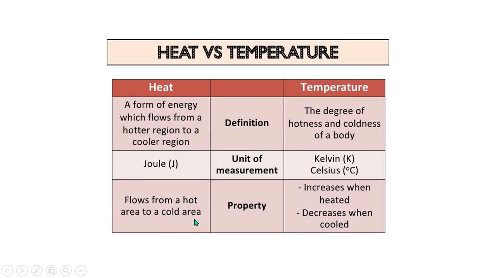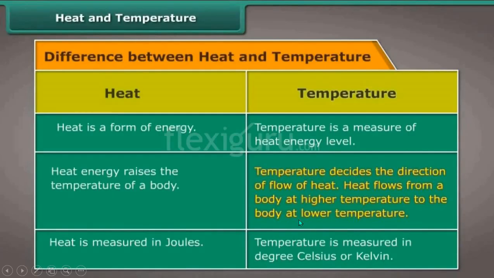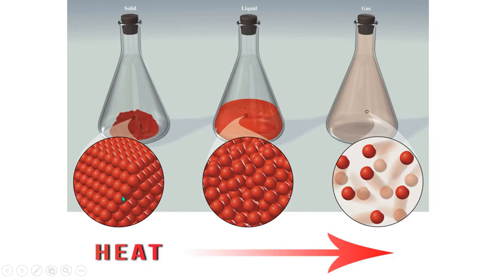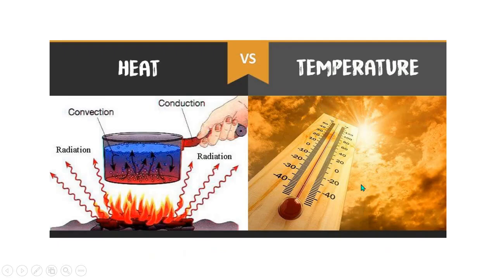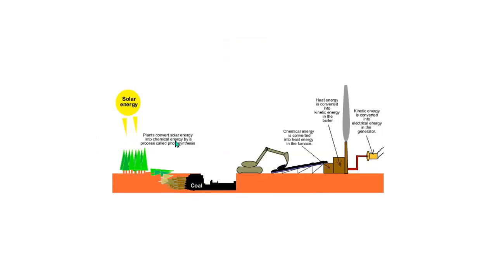Heat flows from a hotter area to a cold area, and temperature rises when it is heated and decreases when it is cooled. When it is in solid state, the molecules are compactly arranged, and when it is in liquid state, the molecules have intermolecular spaces, and when it is in gaseous state, the intermolecular spaces are more, and it moves randomly. When something is heated, it undergoes certain processes called radiation, convection and conduction, whereas temperature only shows a decrease and increase in the level of the temperature. Because with this we can only measure the temperature.